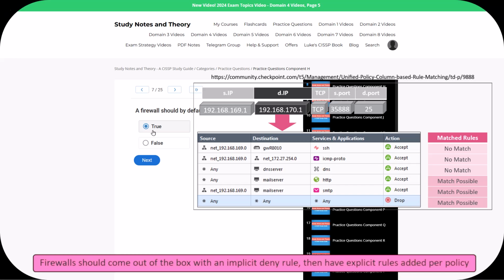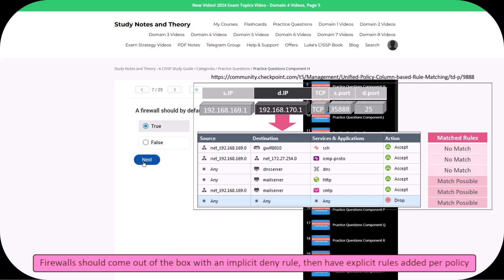Or do you want all traffic to be denied, and then you can decide on your own which traffic goes to the firewall? Of course, the second one. You want to deny all traffic, which is called an implicit deny, and then you want to allow only what you want to allow, which is called an explicit allow. Explicit means it's done manually. You decide to do it. And implicit means it's done by default.